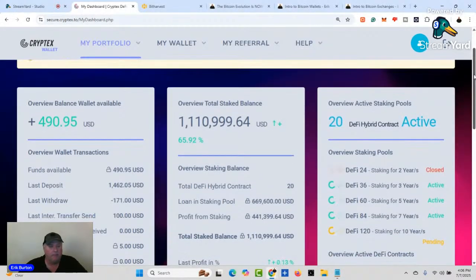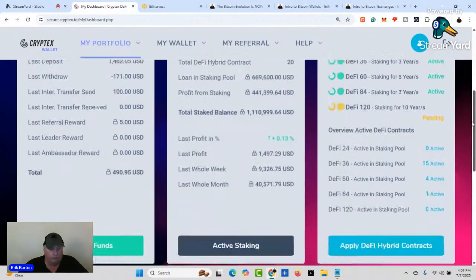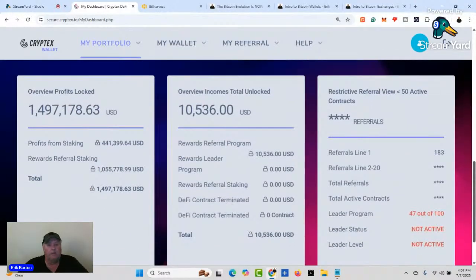So you can see, I haven't been in here in about 3 or 4 days. So this was at 0 3 or 4 days ago. And now we're at a 490 balance as far as I want to withdraw from. Okay. I'm currently at locked profits of almost 1.5 million. That's going to come to fruition over the next couple of years, and it's going to continue to build, obviously.